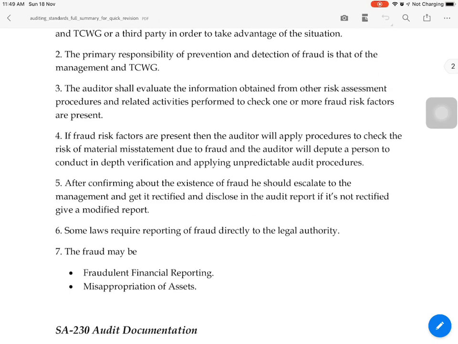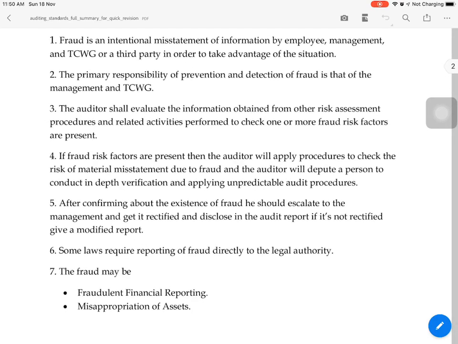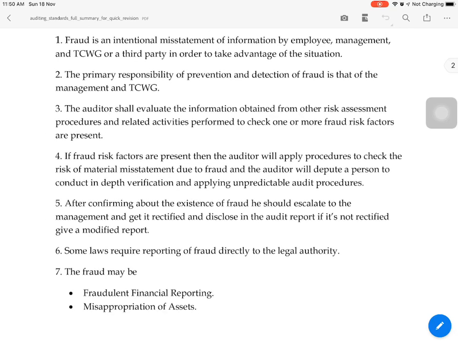Right. So the reasons for this SA: why this SA has been formulated and made applicable throughout the country. Firstly, it's the auditor's responsibilities relating to fraud in an audit of financial statements. Second, it deals with SA 315 and SA 330, which are to be applied simultaneously by the auditor in relation to the risks of material misstatements, be it arising due to fraud or error.